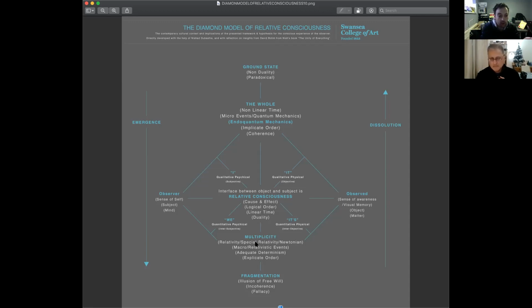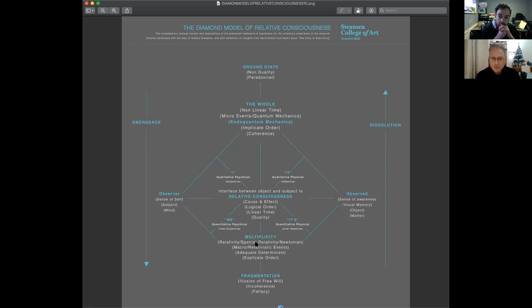So this application of the whole, and nonlinear time, and quantum mechanics, and part of the implicate order, as Bohm would explain it. Do you think that applies to your understandings of the whole as you've applied it to the other models and the other cultures through the book? Where the unity of everything?